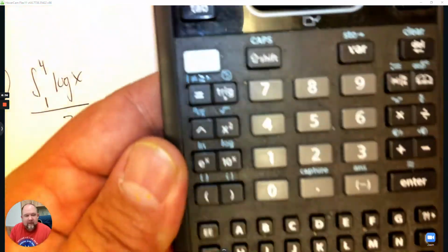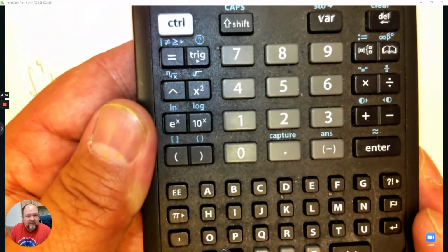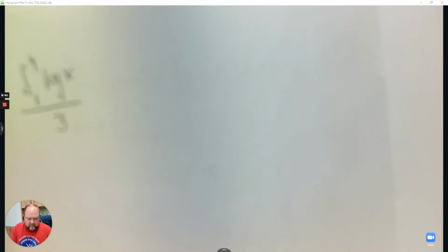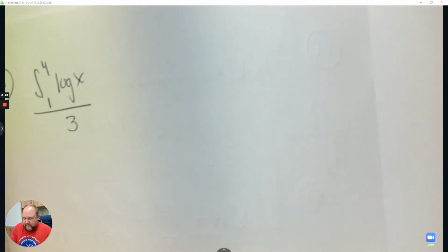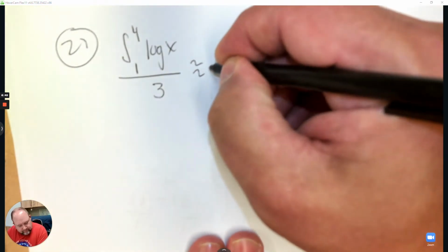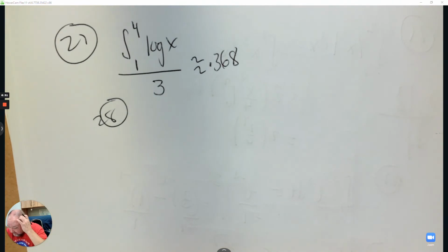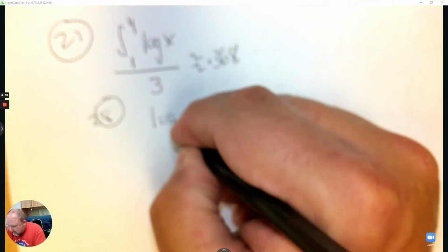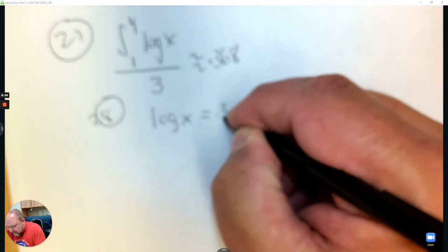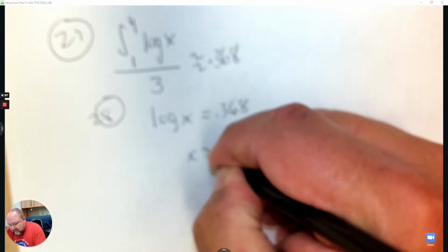The LOG button is right there with 10 to the x. It's on my finger now. All right, 0.368. There it is. 28. Find the x value that produces that average value. So you take log x and make it equal to 0.368, and then see what that answer is.